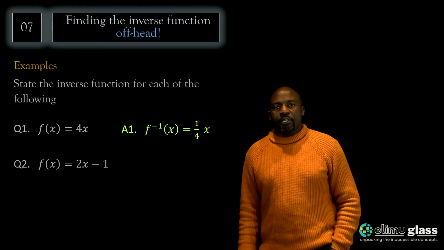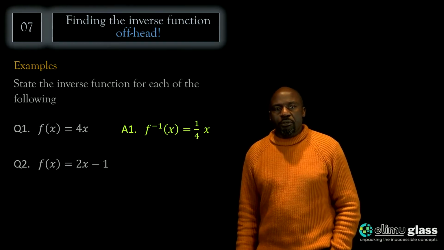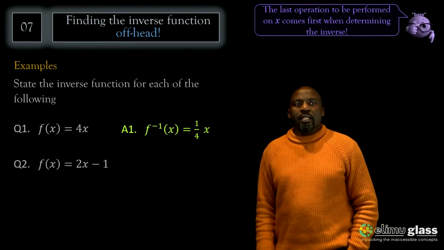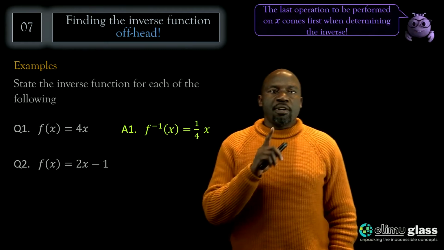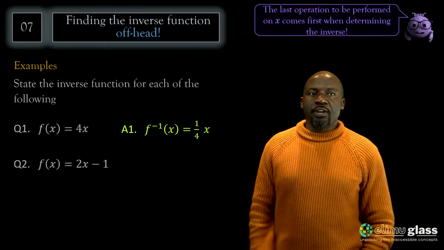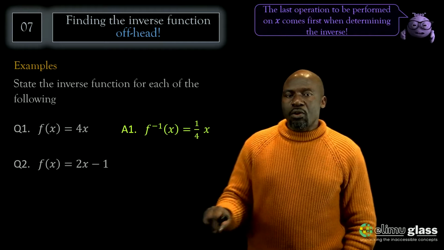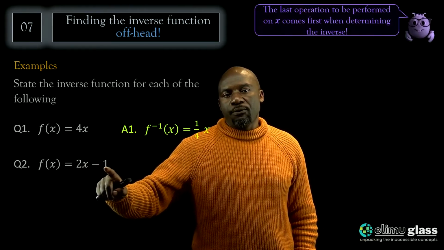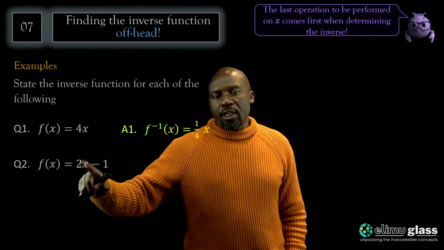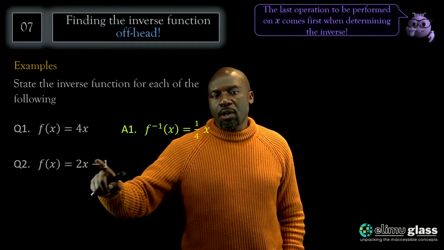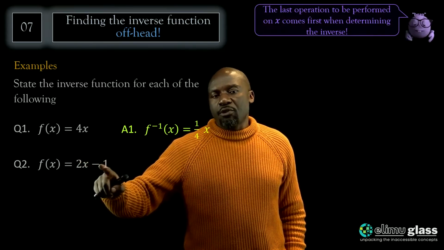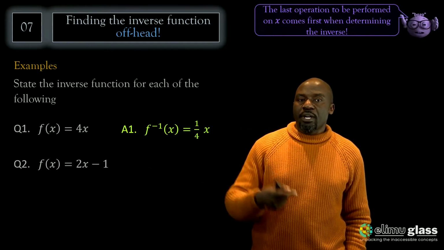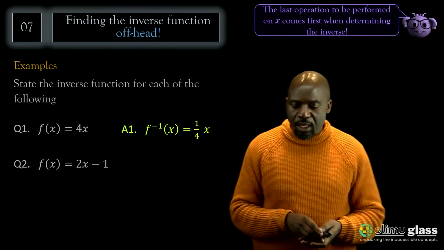Okay? Number 2, what is the inverse of 2x minus 1? All right, and now we remember the rule I was talking about, that the last operation to be performed on x comes first when determining the inverse. So we have multiplication by 2, and we have subtraction of 1. In PEMDAS, multiplication comes before subtraction, and therefore subtraction is the last operation in this process, so it becomes the first operation in the reverse process, or in the inverse process.